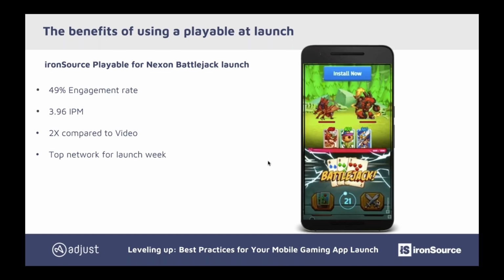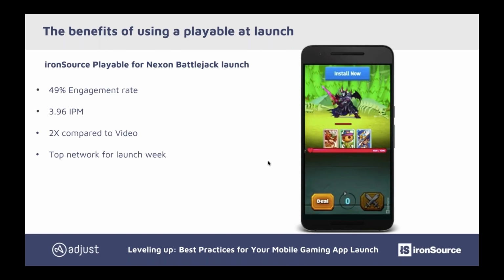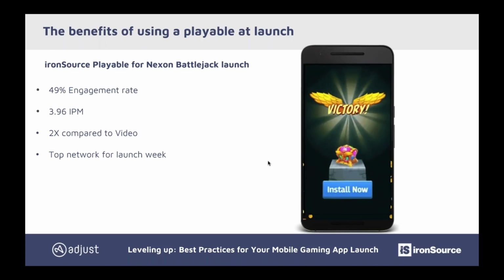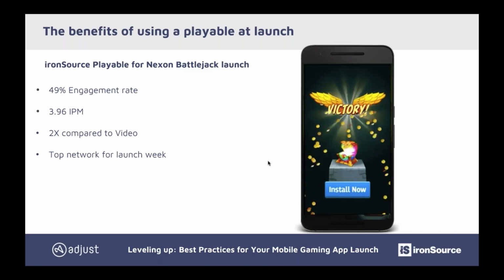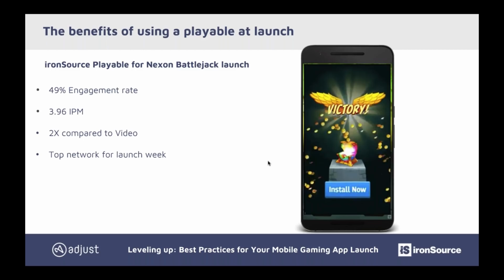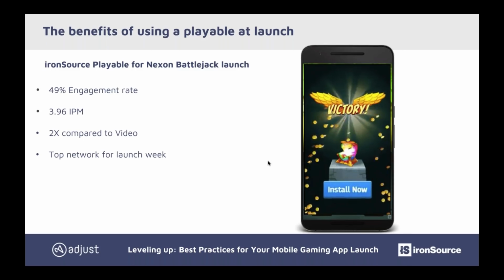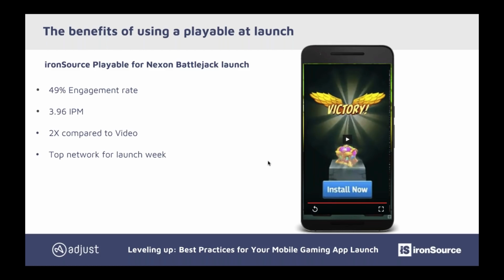The metrics we've seen for this specific one were great. A very high engagement rate. The users don't really have to play, right? So 49% of them decided to engage with the ad and start playing. IPM, which is a metric that defines the ratio between installs and 1,000 impressions, is on the high end for these types of titles. And compared to the video creatives that we're running, it's 2x.